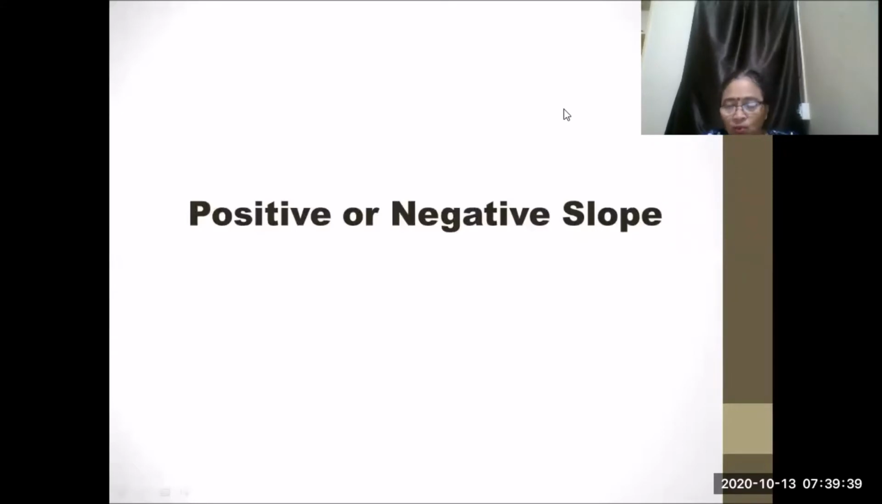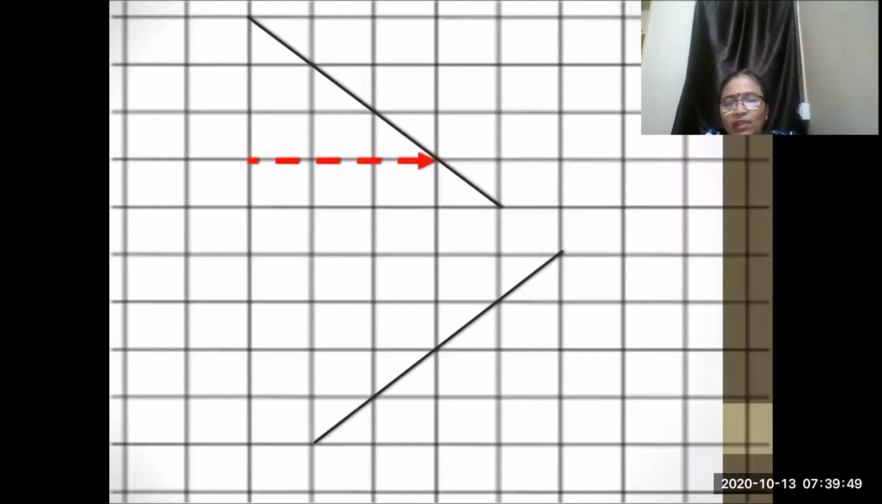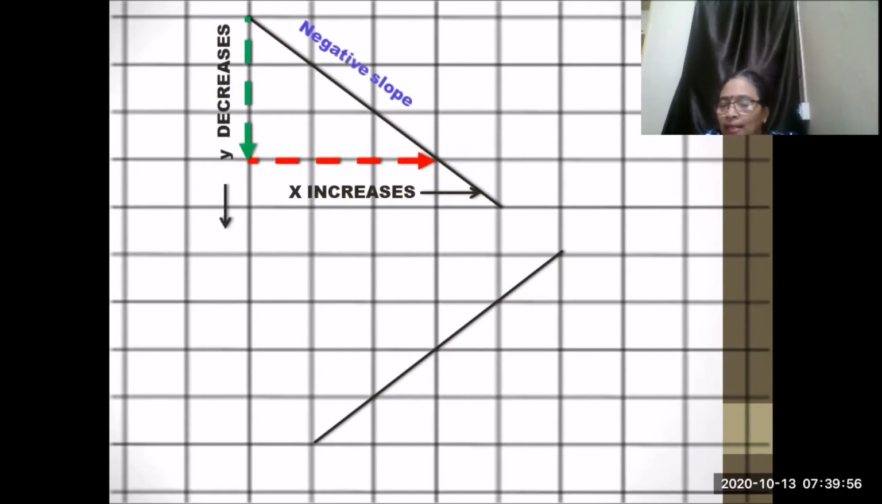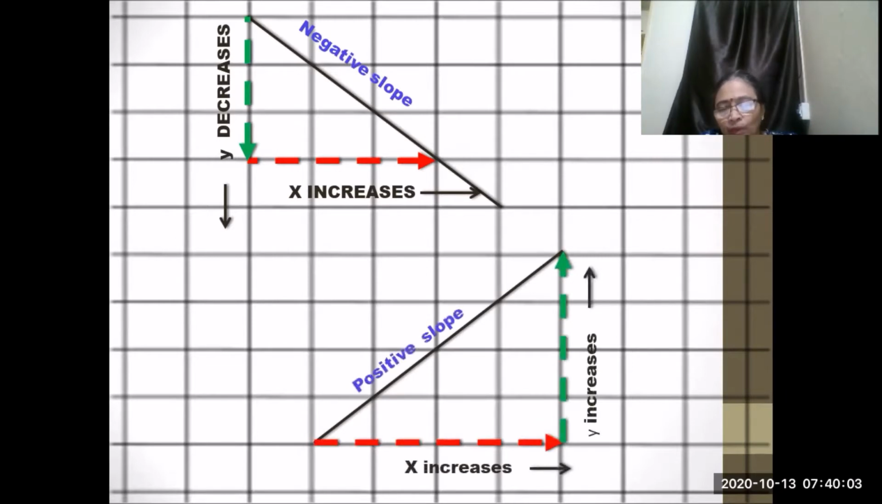We have two kinds of slope. One is positive and the other one is negative. When is it positive and when is it negative? For example, when x increases and y decreases, when it goes from left to right, it has a negative slope. Similarly, when x increases and y also increases, when it goes from left to right, the positive slope occurs. Okay, so let us take one example of a cyclist.